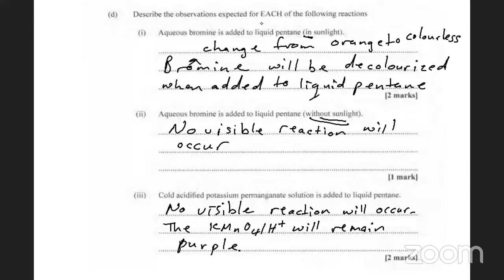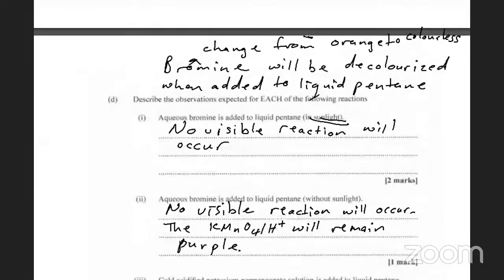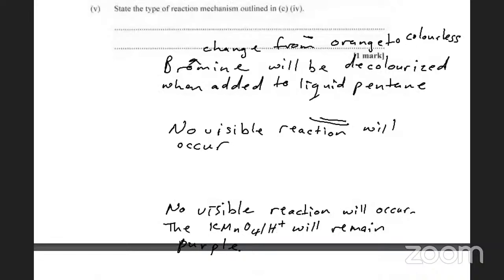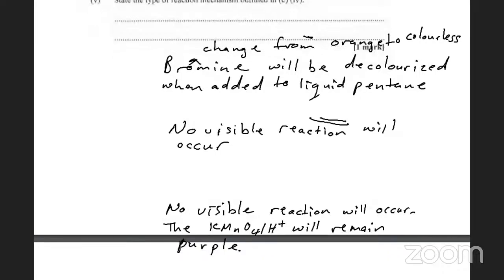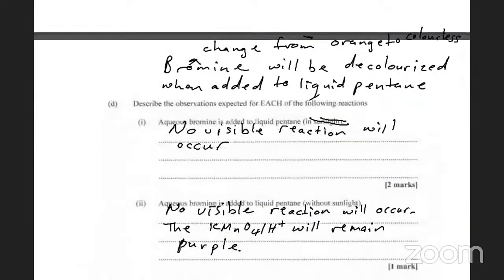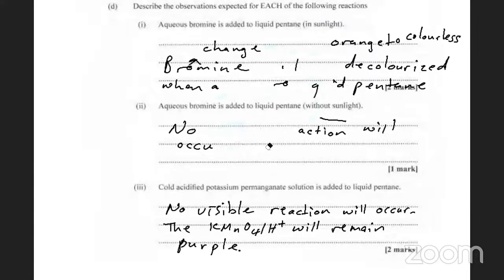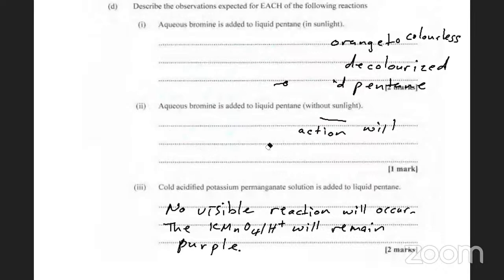Right, we're going to move on again. And by the way, let me just scroll back up a little. The question asks for the mechanism. Know the names of the mechanisms separate from the reactions. So reaction and mechanism are not the same. Right, so let's continue. For example, in this one, the addition of bromine to pentane is halogenation.